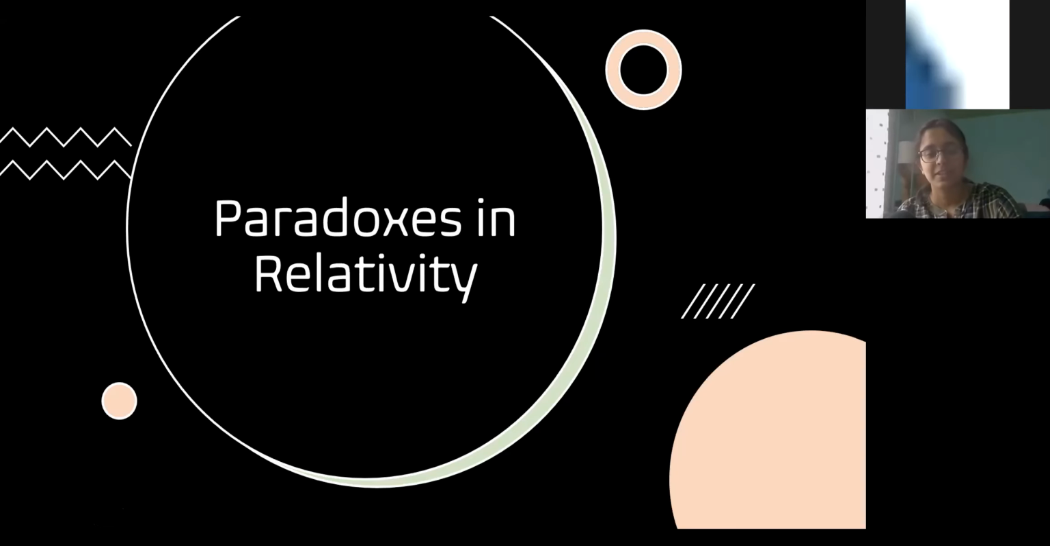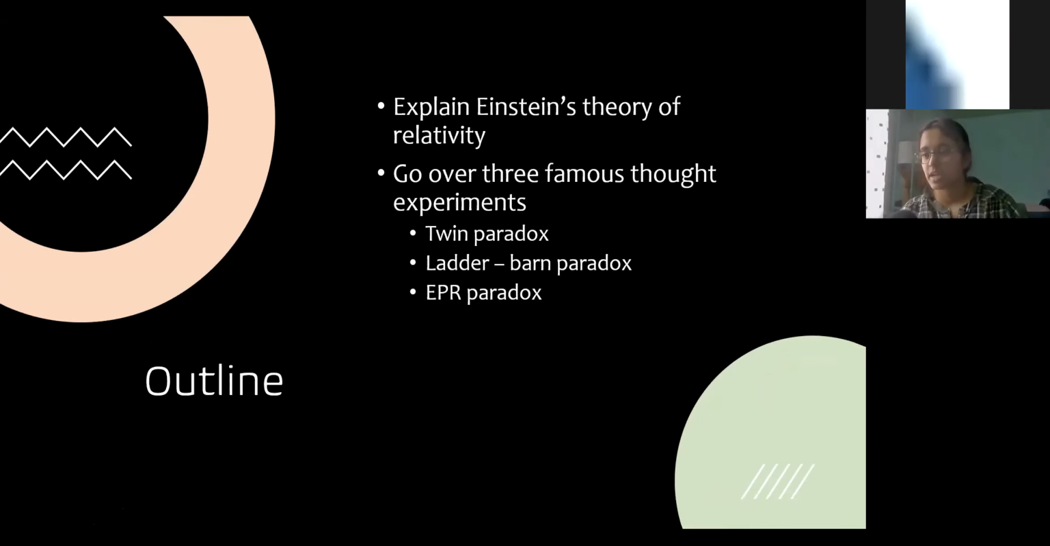All right. So hello, my ISL is about paradoxes in relativity. As an overview, we're going to go over Einstein's theory of relativity, just as a recap, and then we're going to talk about three famous thought experiments: the twin paradox, the Ladder-Barn paradox, and the Einstein-Podolsky-Rosen paradox, or the EPR paradox. And overall, I'm going to give a more conceptual view of all of these, and we're not really going to go into any of the math involved.